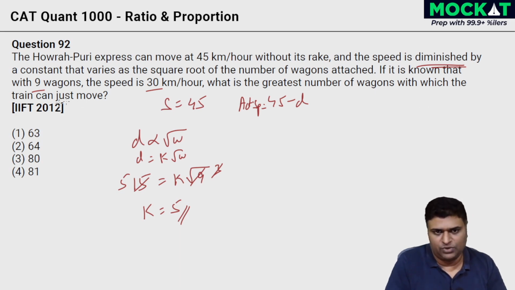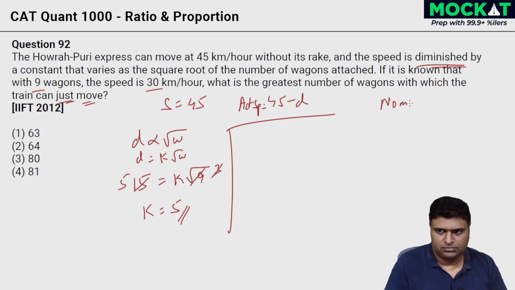Now, what is the greatest number of wagons with which the train can just about move? To find that exact value, what we can look at is when it is not going to move. No movement at D equals how much? When D is going to be equal to 45. If it is diminished by 45, 45 minus 45 is 0, then there is no movement, speed is 0. So if D is going to be 45, let's try that out.